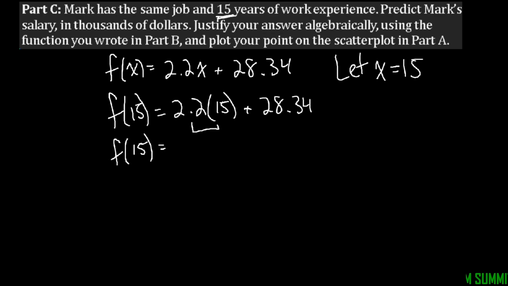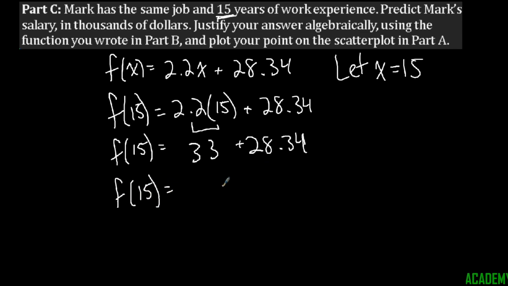So we say f of 15 is equal to, multiply this out, I think it's 33. Let me double check on the calculator real quick. So 2.2 times 15, yep, 33. Okay, just want to double check. So this is 33 plus 28.34. Add these two together, and all together it should be 61.34. Yeah, so add these two together, I say 61.34.